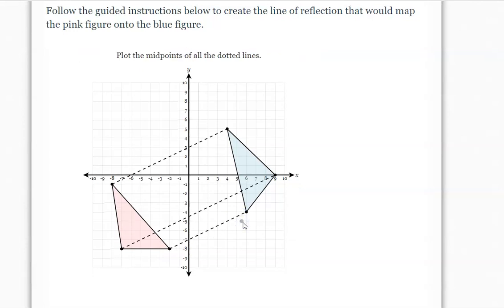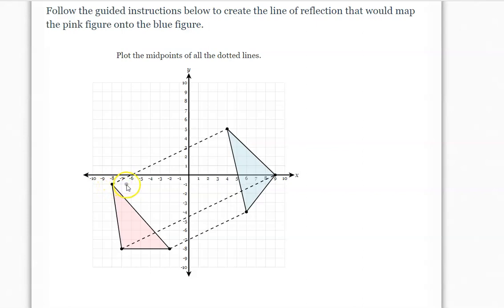Then it says plot the midpoints of all the dotted lines. So I'm trying to figure out what's right in the middle between here and here. I'm probably just going to guess right about there. One way you could do it visually is to count how far it is horizontally. In other words, -8 to 4 horizontally, that's 12. And vertically from -1 up to 5 is 6. So half of 12 and half of 6 is where you'll find your midpoint.